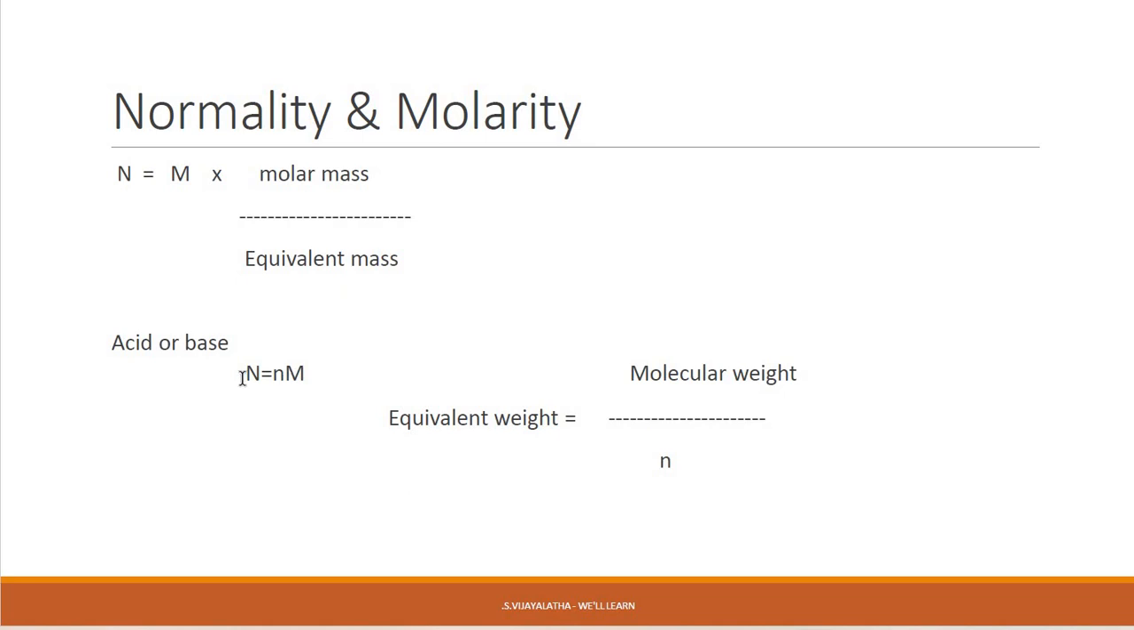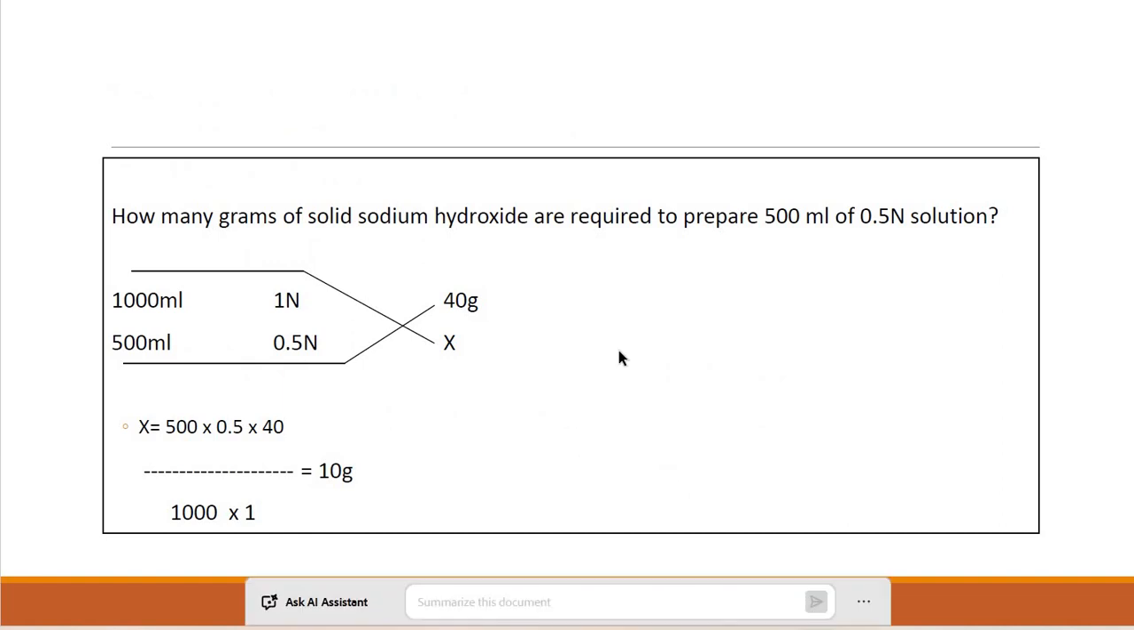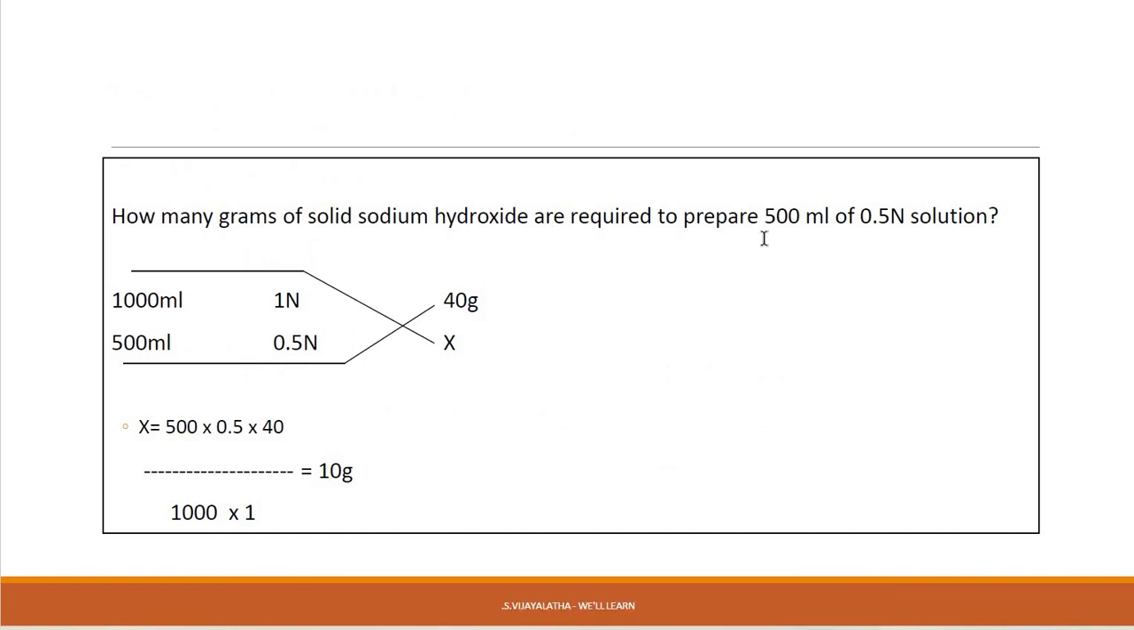For sulfuric acid, normality will be twice the molarity. So, a 1 molar solution will be a 2 normal solution. We will move on to the problems. How many grams of solid sodium hydroxide are required to prepare 500 ml of 0.5 normal solution?